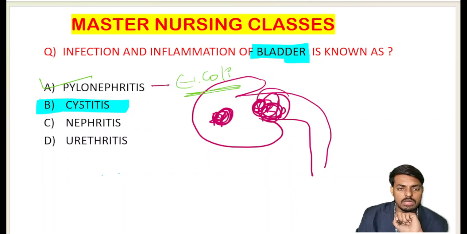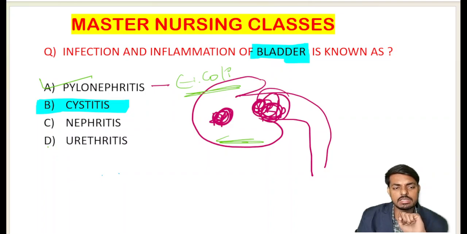Okay, so then what about nephritis? Nephritis is the infection and inflammation of the kidney only. We call that nephritis. We will study the various types of nephritis, like glomerulonephritis and post-streptococcal glomerulonephritis. We will study each and everything in the next upcoming session.